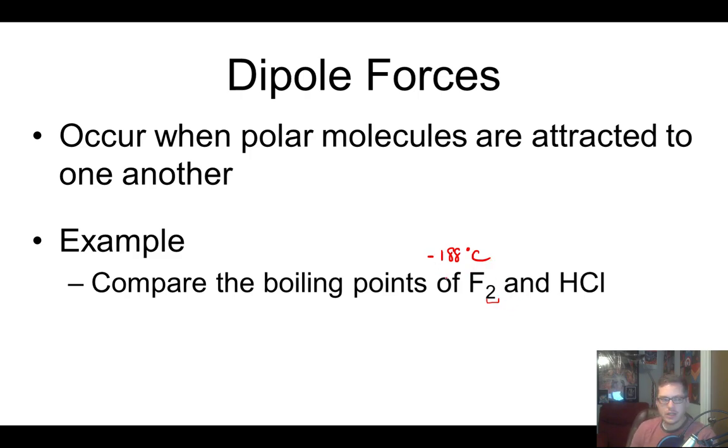Yeah, negative 188 degrees Celsius. It's going to be pretty hard to have liquid fluorine. And then the boiling point of hydrochloric acid, let's see, I had that pulled up as well. The boiling point of hydrochloric acid on the flip side is 108.6 degrees Celsius, or 227 degrees Fahrenheit.